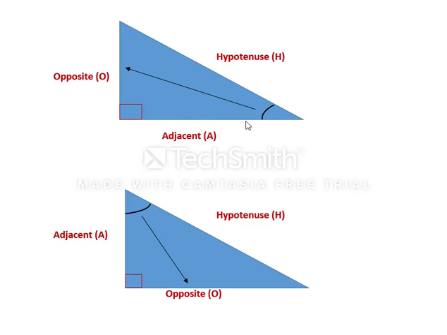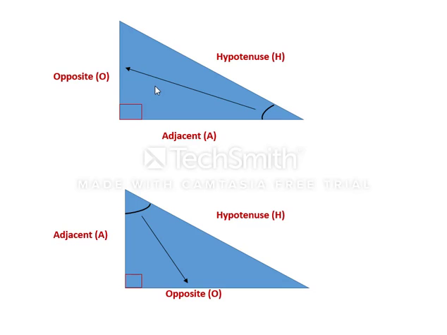The side which is alongside this angle is called the adjacent side. The hypotenuse is not the adjacent side, though it is also alongside the angle. The side other than the hypotenuse is called the adjacent side.